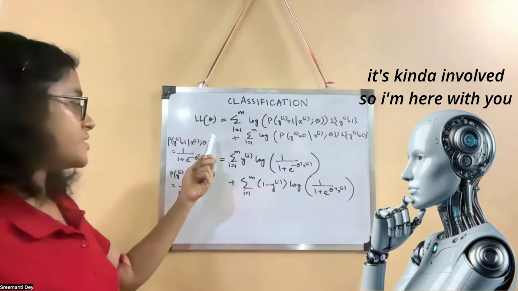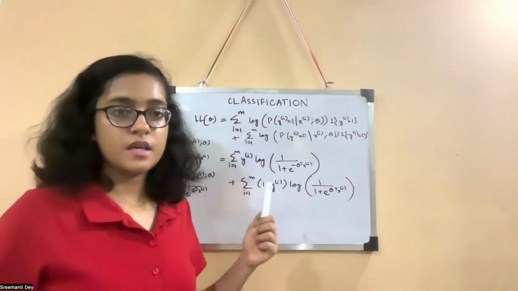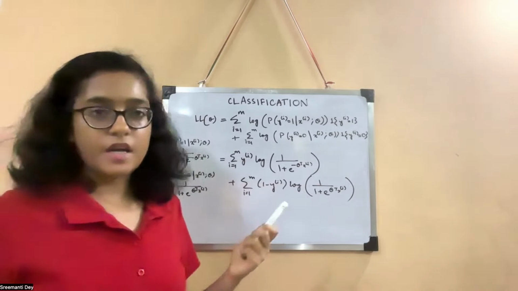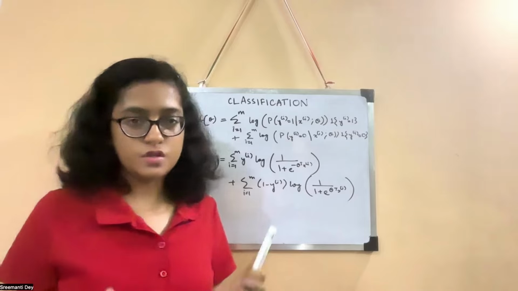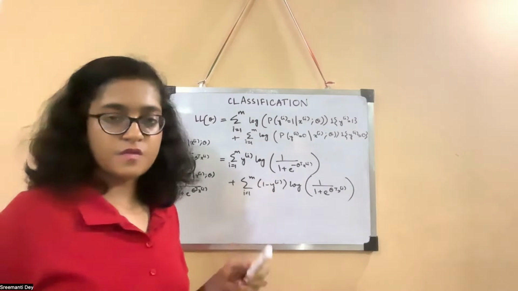So we just need to differentiate this and equate it to 0. And then we'll have an equation for our thetas. And we can just use that. We can use it like in gradient descent, as you know. So I'll just come to that. So first, let's simplify this before we differentiate.